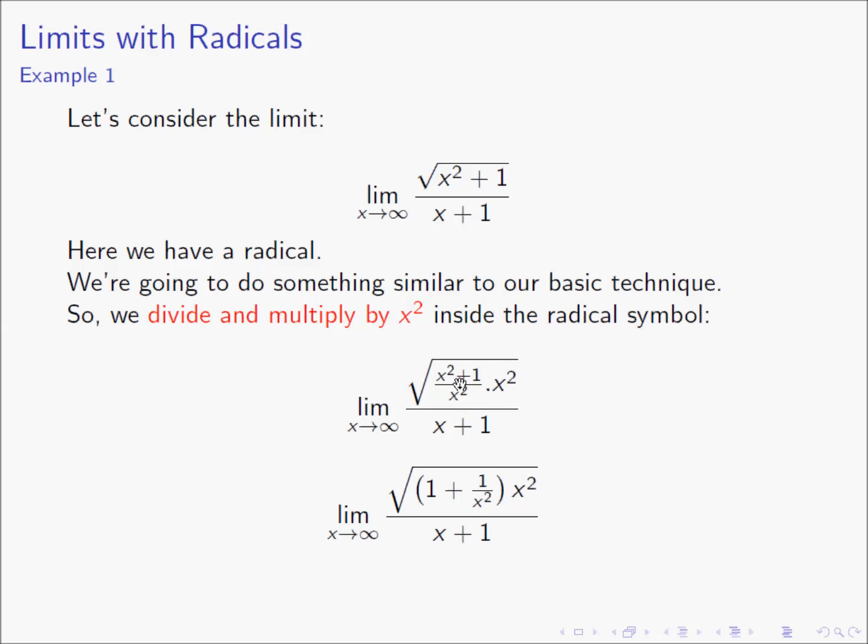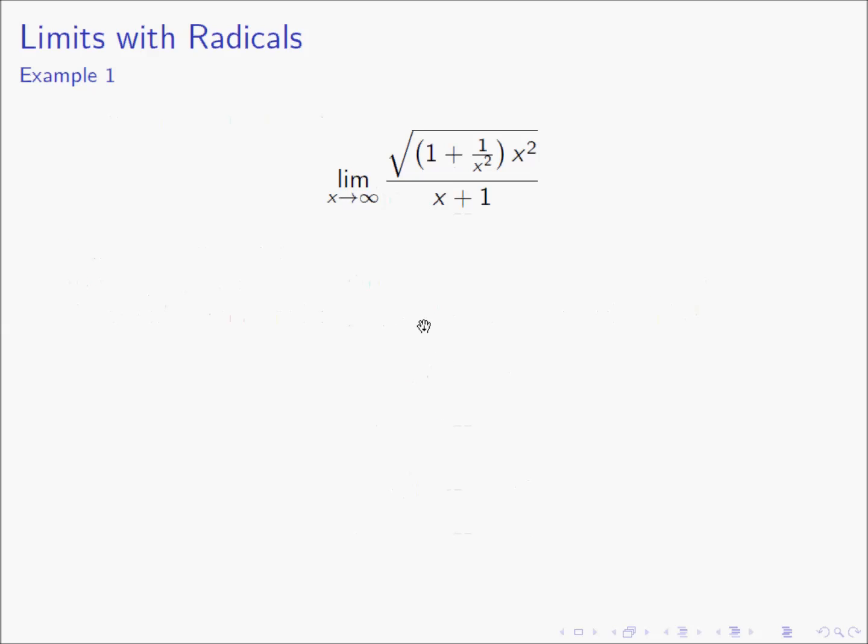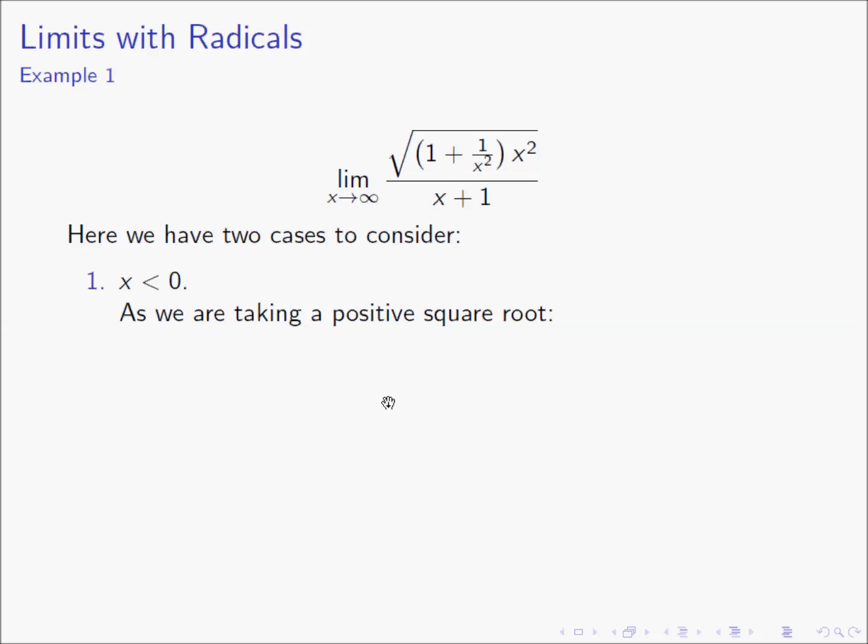So we can write this factor like this. And now we have to consider two different cases. The first one is when x is negative. And we need to remember that when we use this square root sign, we're taking it as a function, and we're considering only the positive square root. So the square root of x squared, in this case, as x is negative, the positive square root of x squared is minus x. Because x is negative, then minus x is positive.